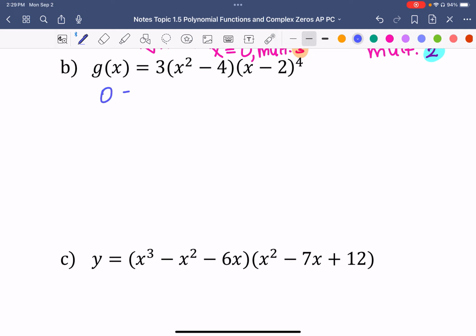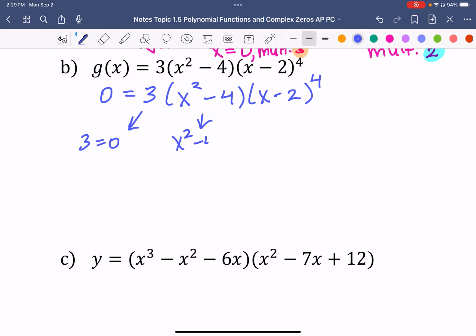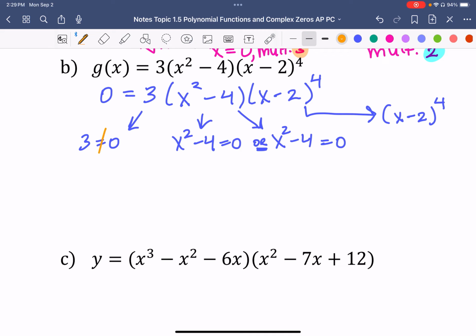Okay, so first step is set it equal to 0, and you get 3 times x squared minus 4 times x minus 2 to the power of 4. Separate everything, set it equal to 0. And on this one, I'm going to put "or", so I'm going to solve it in 2 different ways so that you can pick which way you want. And then this one, I'm going to solve over here, x minus 2 to the power of 4. Now remember, when you have a single number that's equal to 0, we're going to disregard it, since 3 never equals 0.